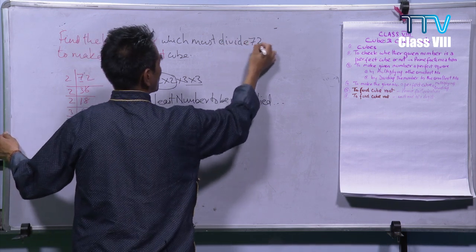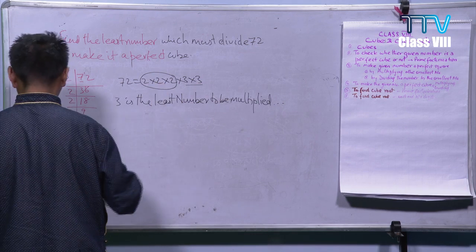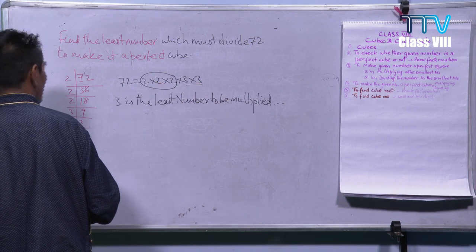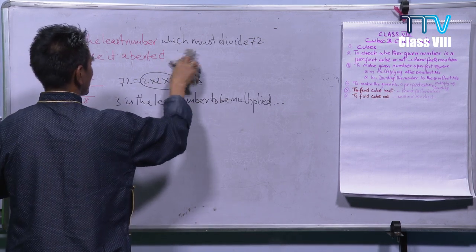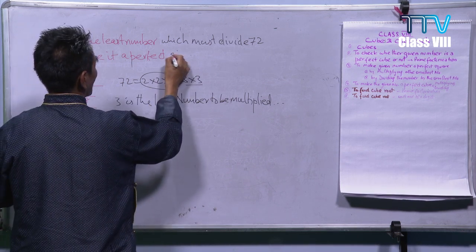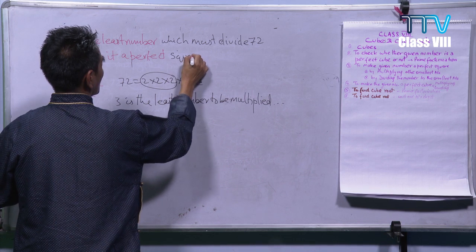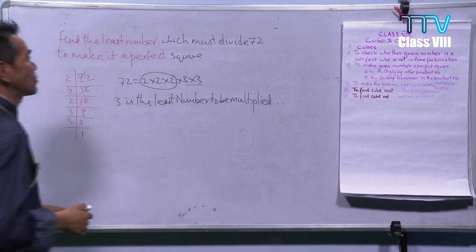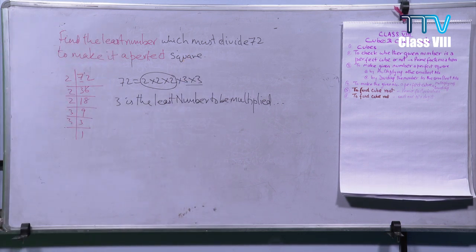Divide 72 to make it a perfect square, only a perfect square. To get a perfect square, so as to get a perfect square, the smallest number.